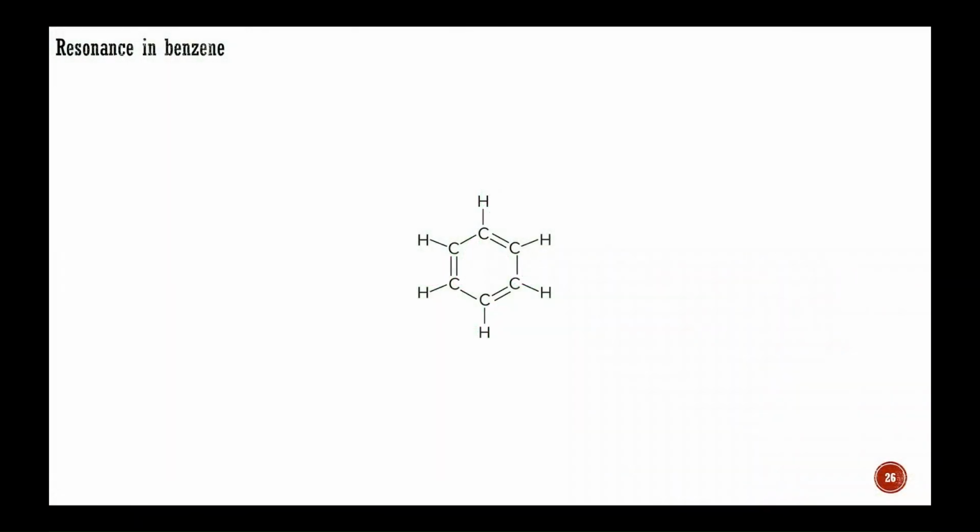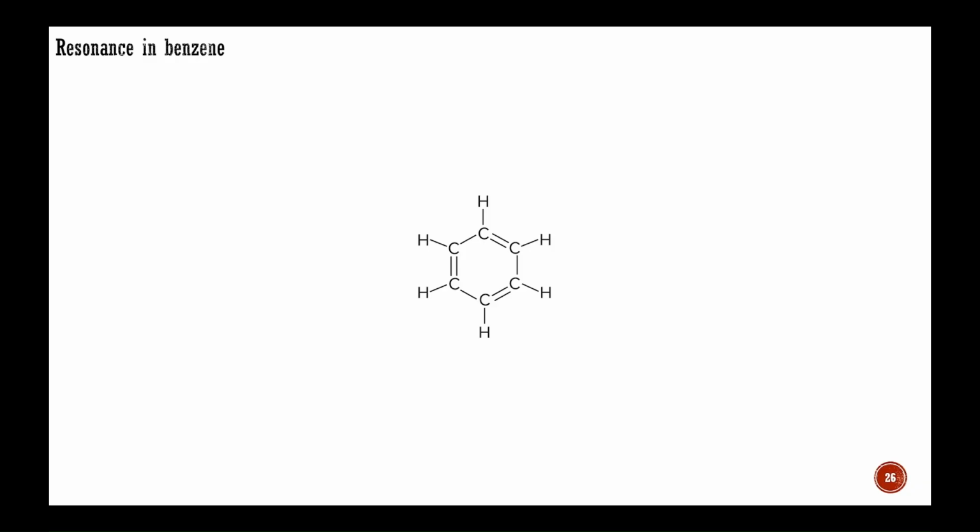We should conclude this lecture with a discussion on aromatic compounds. Benzene is a typical example of an aromatic compound. In the benzene molecule, 6 carbon atoms form a hexagonal ring, with one hydrogen atom bonded to each carbon atom.